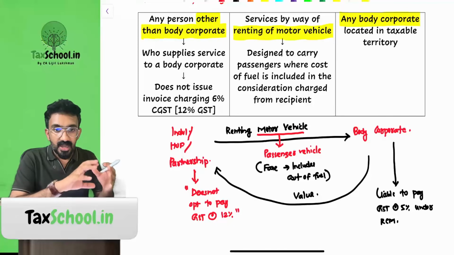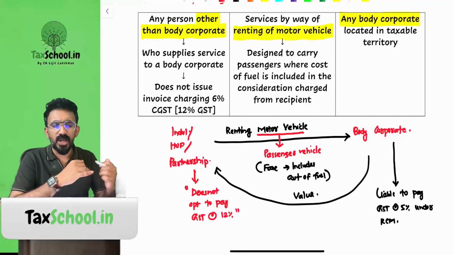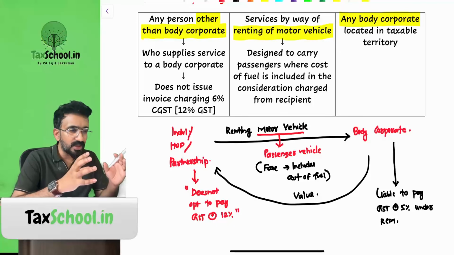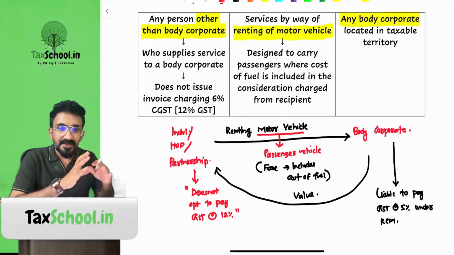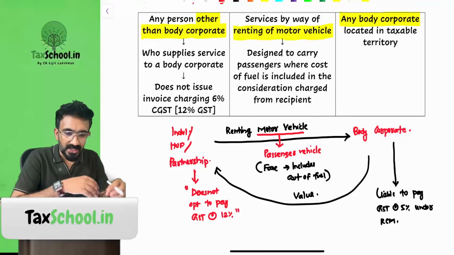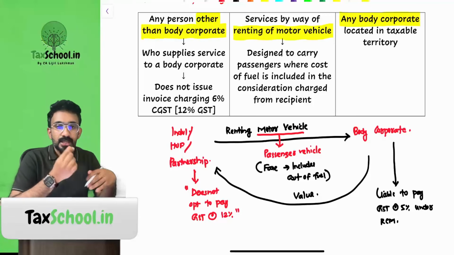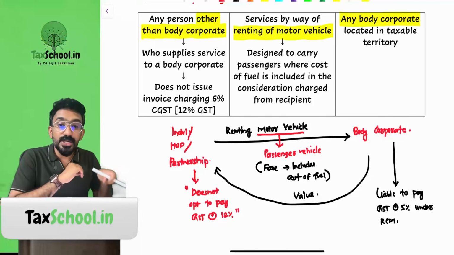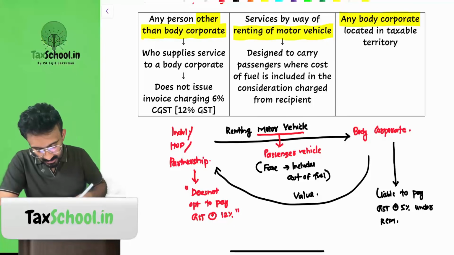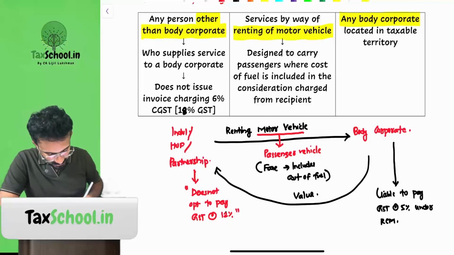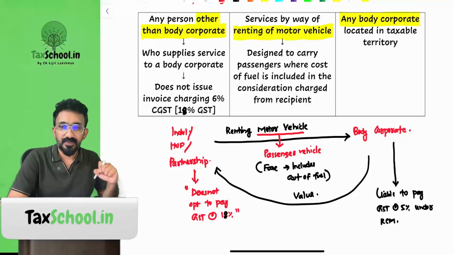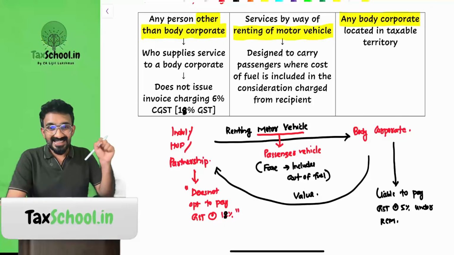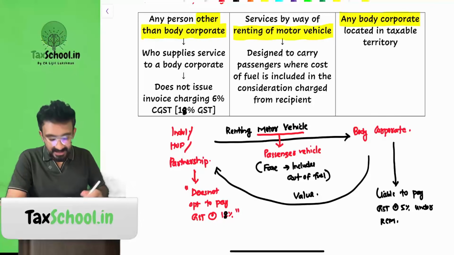Suppose the car rental service is provided by an individual or an HUF or partnership, which means they are not a body corporate. They are renting a motor vehicle, which is a passenger vehicle, where the cost of fuel is also part of the consideration, to a body corporate. So an individual is giving a car on rent to Infosys, a body corporate. And this individual did not opt to pay tax under FCM. Now this 12% has become what percent now? 18%. It has become 18%, right? So this fellow has not gone for FCM at 18%.